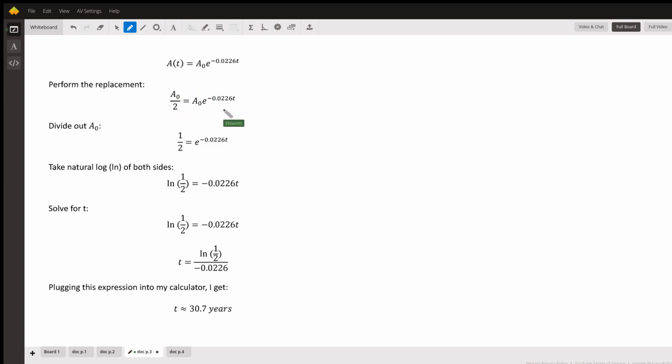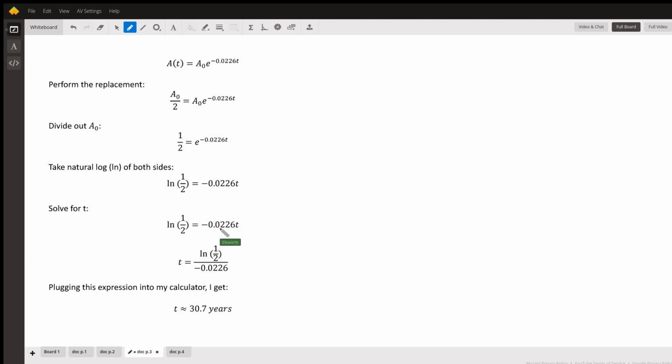So here's a replacement right here. We put it in, get rid of the A0s, divide both sides by A0. We're left with this. Now to knock the exponent down to a level we can work with, we need to take the natural log of both sides. That'll bring this negative quantity down to here. Basically, the natural log of 1/2 as well. So take the natural log of both sides. You're left with this.